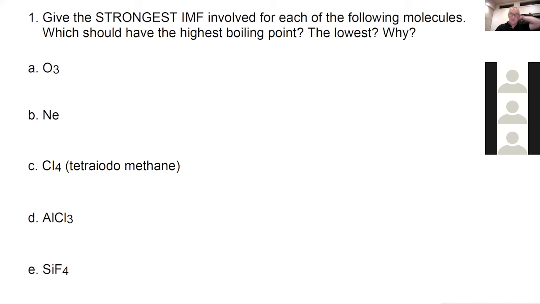And the question is, what is the strongest intermolecular force involved for each one of those molecules? Which one should have the highest boiling point? In other words, which one is the strongest intermolecular forces? Which one would have the lowest intermolecular forces? So what is A? What is that molecule there?